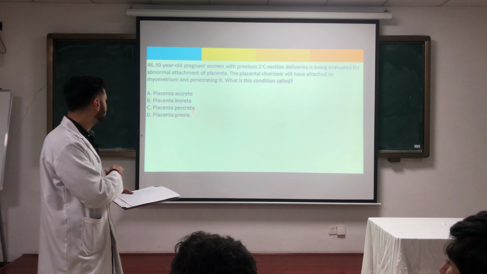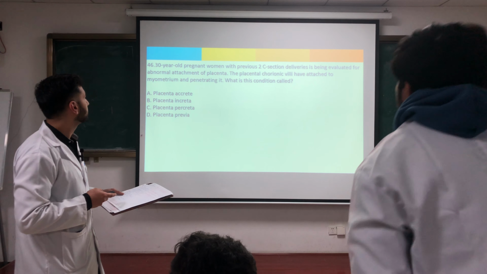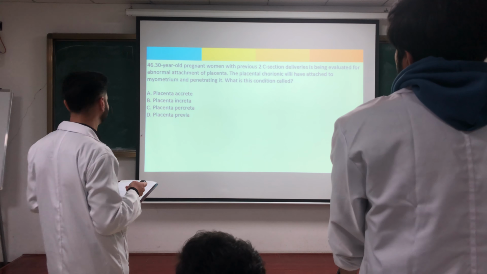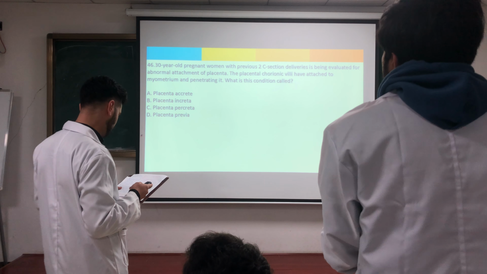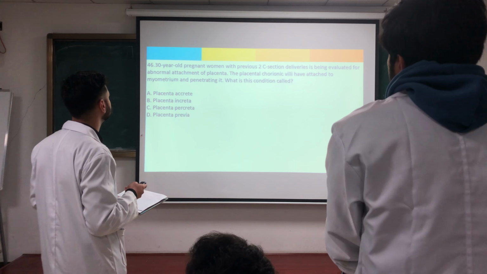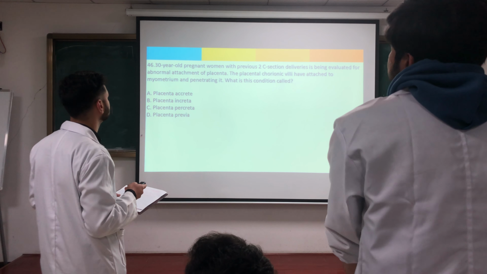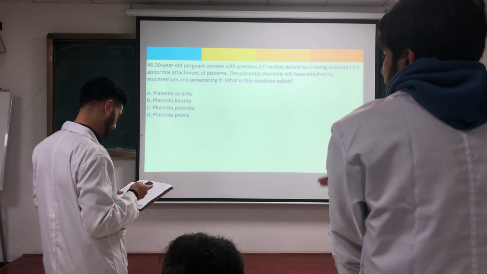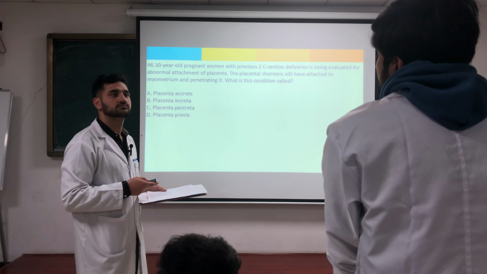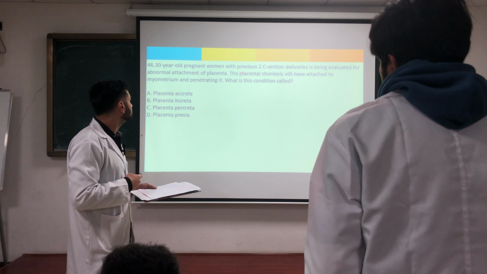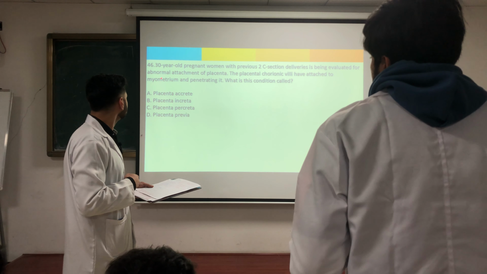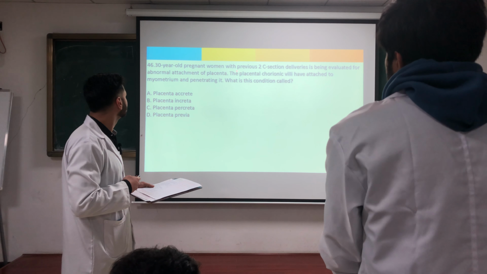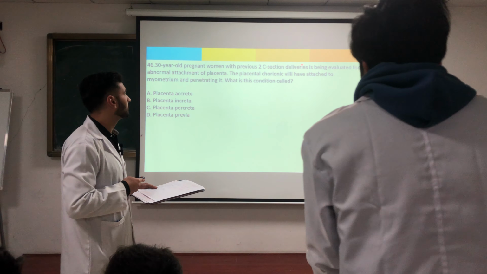Can you tell us the answer to this question? Here it's placenta increta. Why? Because it is piercing the myometrium but not going too far. That's why it is at the mid stage. Apart from that, accreta is milder, in which the placenta has not penetrated the myometrium, and percreta has already penetrated and gone laterally. Placenta previa is when the placenta covers the cervix partially or completely. So here it is increta. Okay, please sit down. Thank you so much.